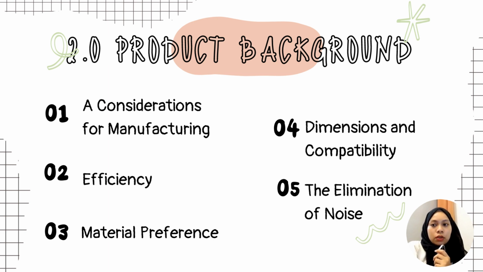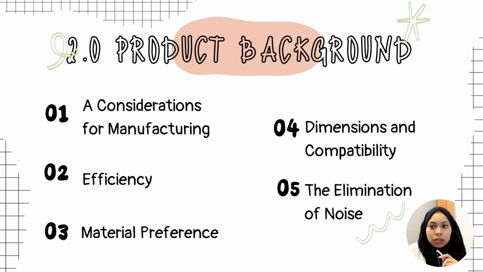Firstly, for product background, we have several major elements. The first one is consideration for manufacturing. So basically, AutoCAD can generate accurate measurements, limitations and instructions for assembly for the fan. And the second one is efficiency. The design of the fan must concentrate on circulation and dissipation of heat efficiency.